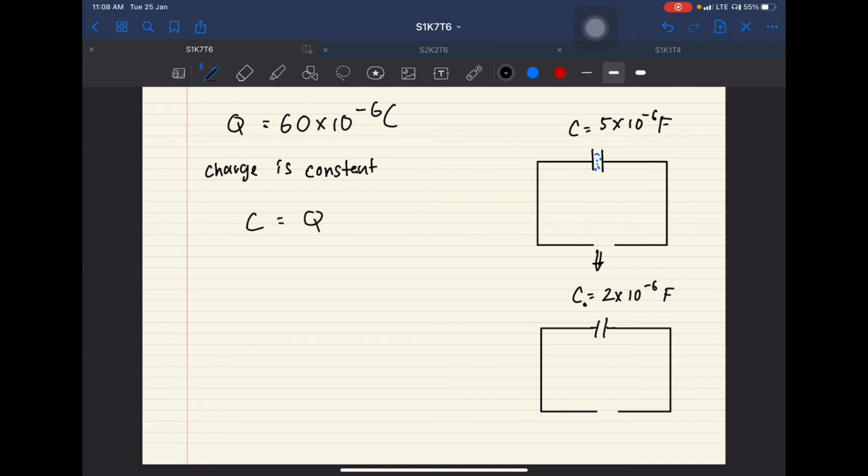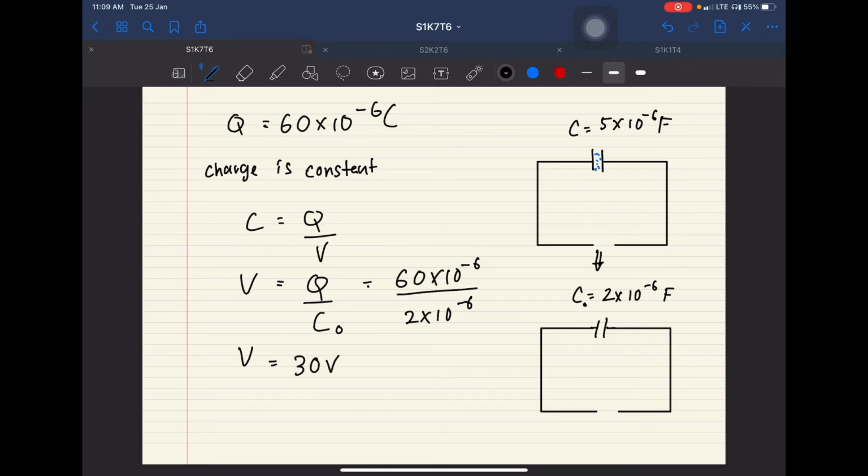C equals Q over V, so this is basically V equals Q over C. I need to use C naught because now we are talking about without the dielectric material, but the charge is from the previous one. 60 divided by 2, I got 30 volt.